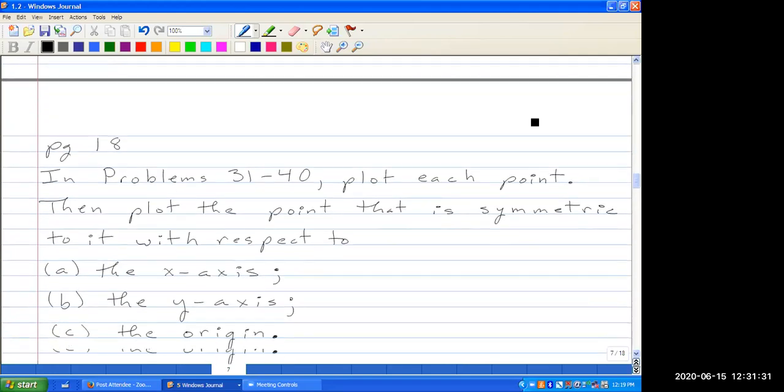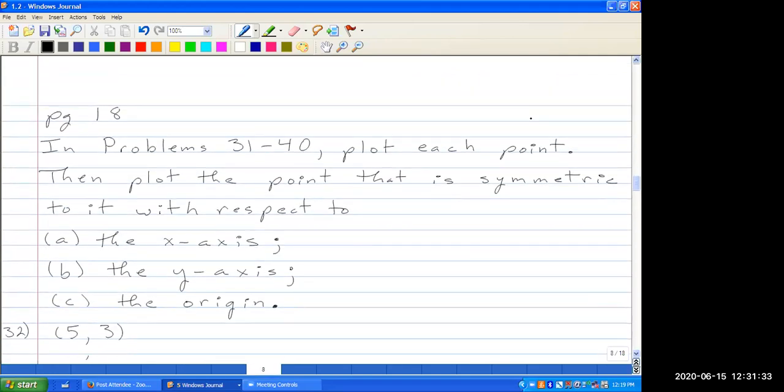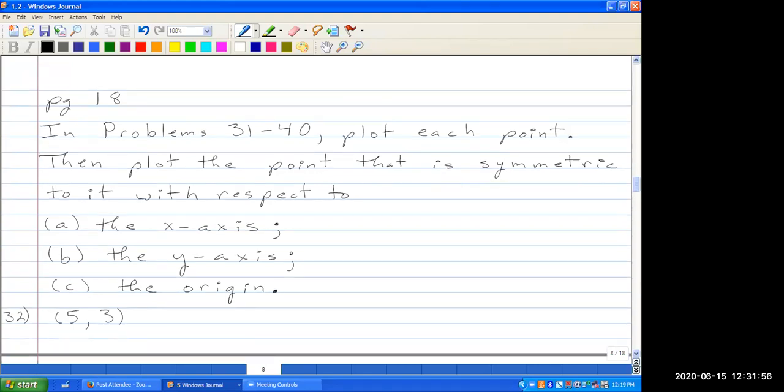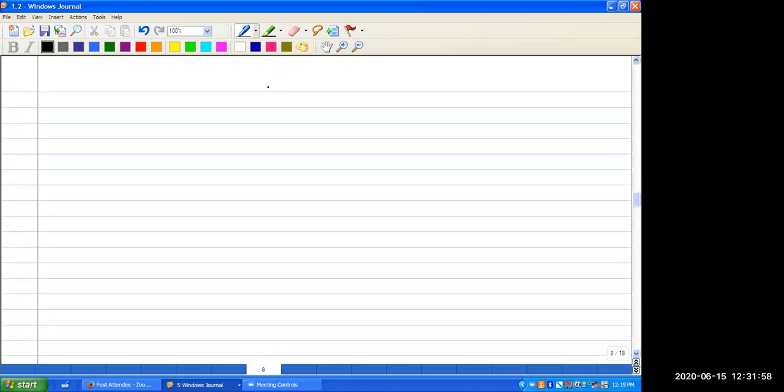Problem 32. In problems 31 through 40, plot each point, then plot the point that is symmetric to it with respect to A, the x-axis, B, the y-axis, C, the origin. Okay, so let me do that. So it's the point (5, 3).